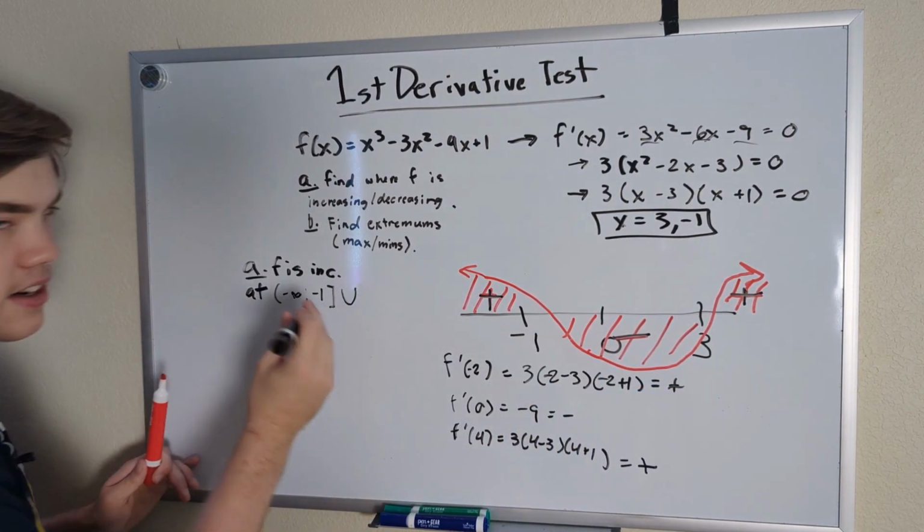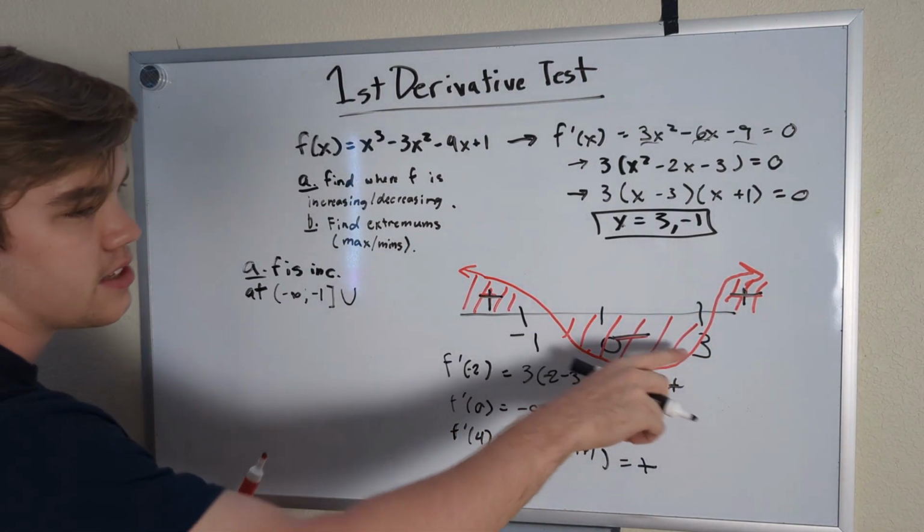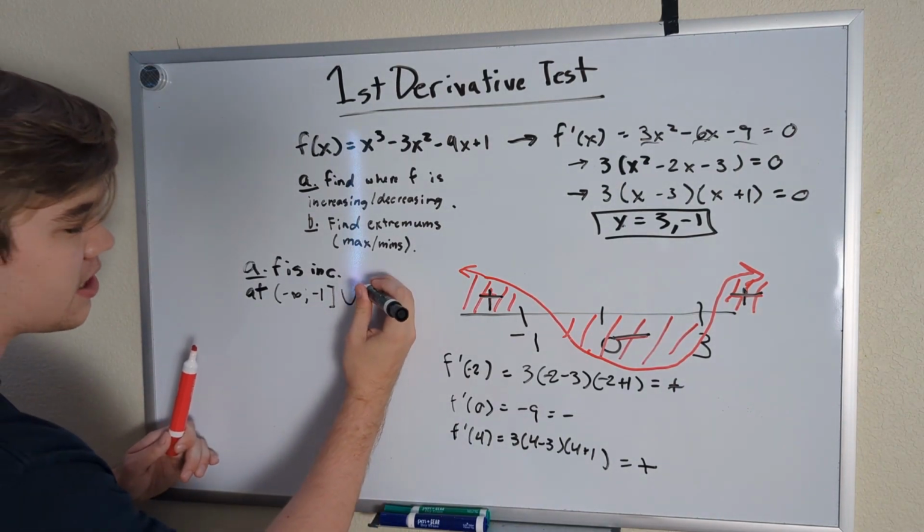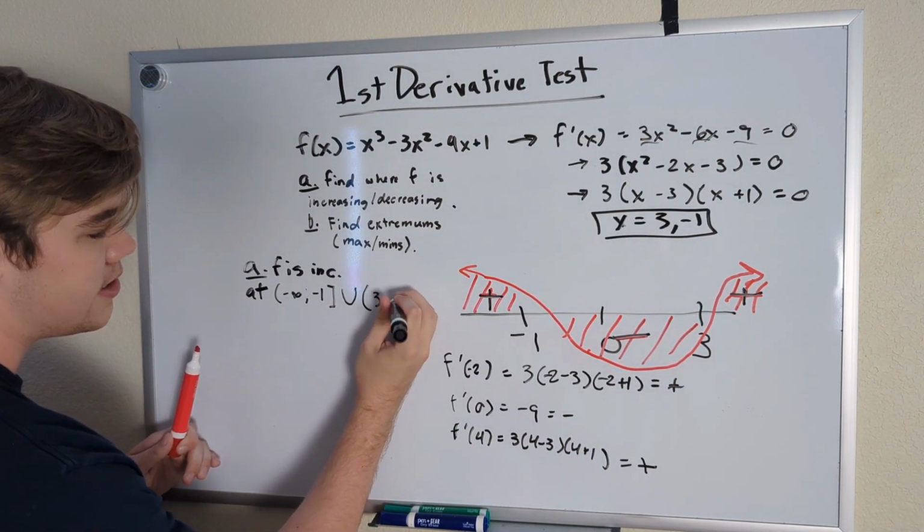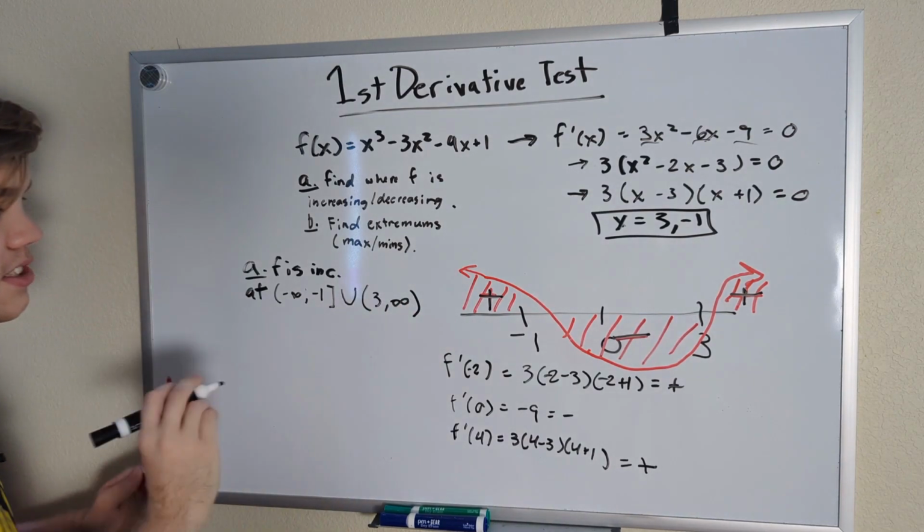So we're going to put a little u here. This u stands for union. At 3, the function is still decreasing, so we can't include it. But from 3 to infinity, the function is increasing.